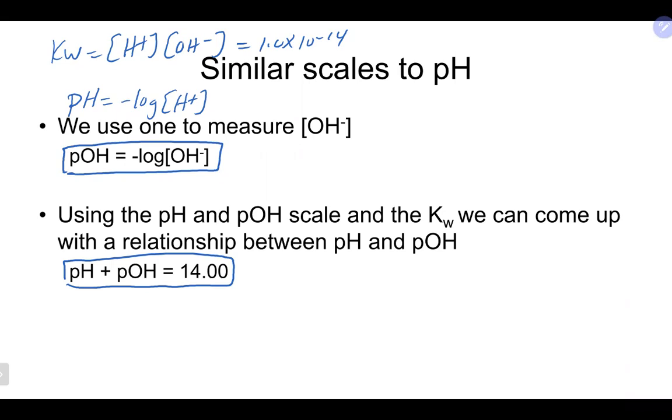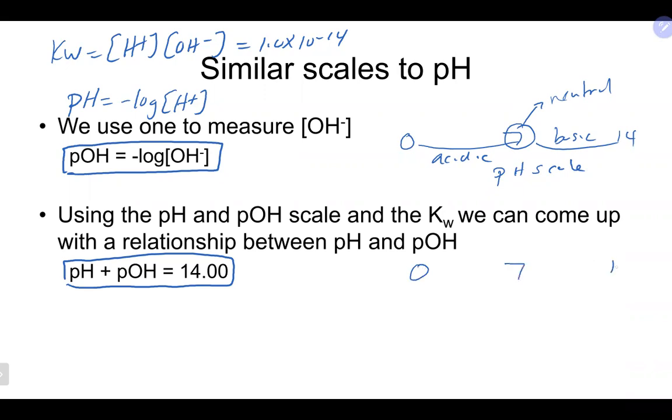One really, really important thing is, let's talk about one more time the pH scale, which is 0 to 7 to 14. Once again, this side is acidic, that side is basic, and 7 is neutral. The pOH scale runs opposite, which means 0, 7, 14. Below 7 is basic, above 7 is acidic, and 7 is still neutral on the pOH scale.